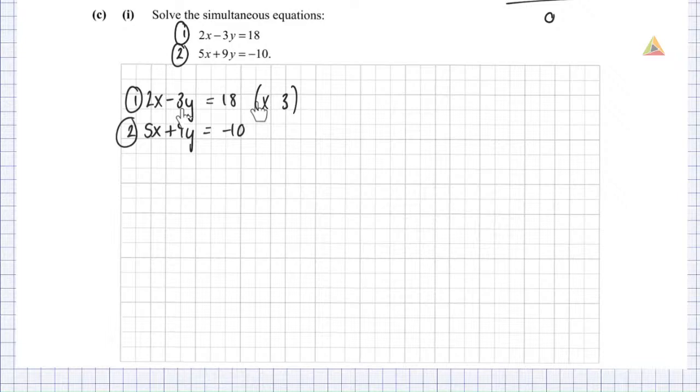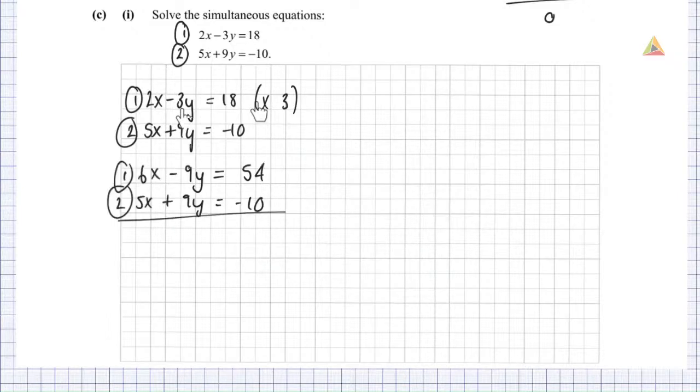So now I'm going to rewrite equation 1 and I'm going to multiply the whole lot by 3. So 2x by 3 is 6x minus, so 3y by 3 is minus 9y is equal to, that's going to give you 54. I'm going to write out equation 2 underneath. We haven't done anything to that, so it's 5x plus 9y is equal to minus 10. Now, minus 9y plus 9y, so you can get rid of them.